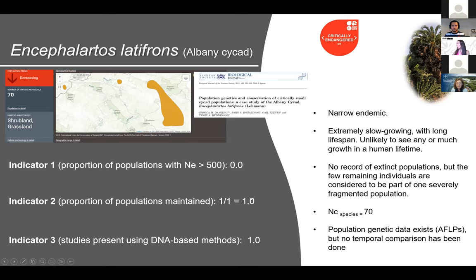Indicator two gets a value of one. The population is still there. And indicator three gets a value of one because genetic data does exist.